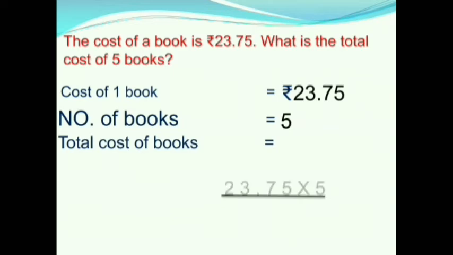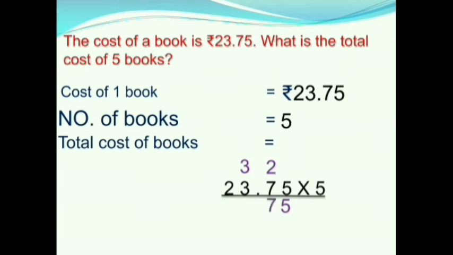Now we should multiply 23 rupees 75 paise by 5. First we should multiply 5 and 5. 5 5s are 25. Write 2 above the 7 and write 5 below the 5. Next we should multiply 5 and 7. 5 7s are 35. 35 plus 2, 37. Write 3 above the 3 and write 7 below the 7.